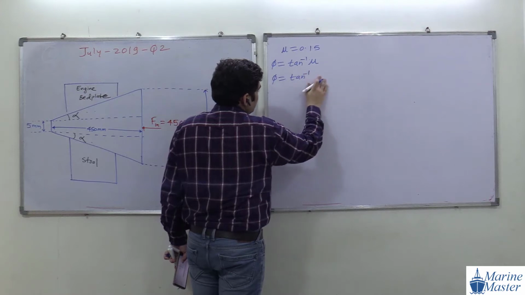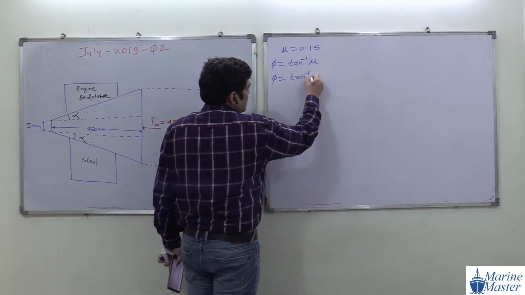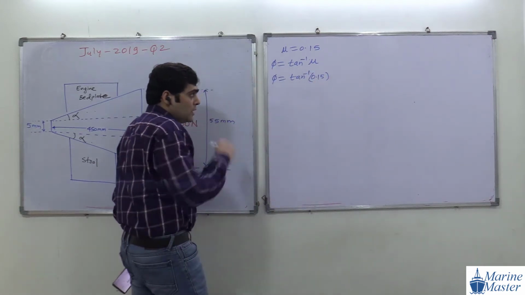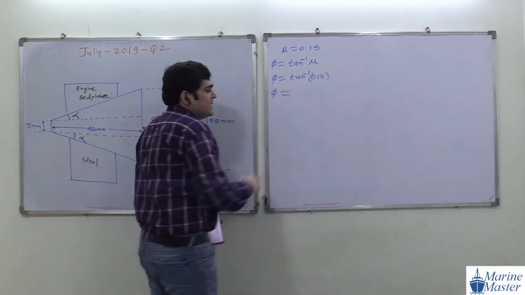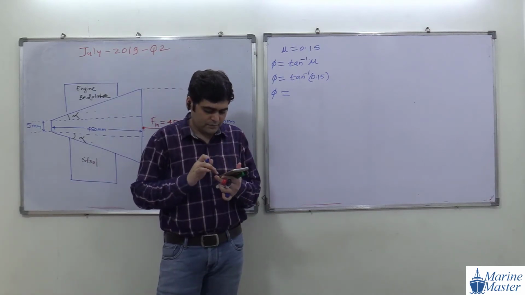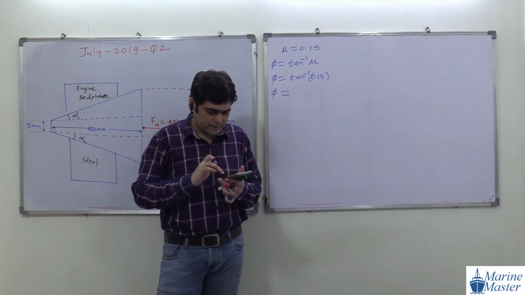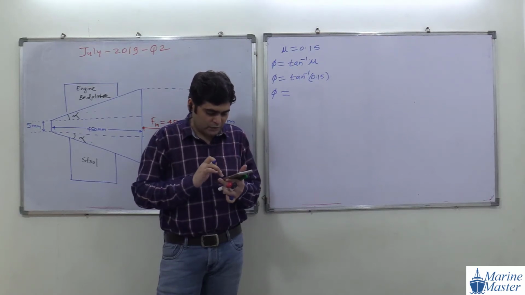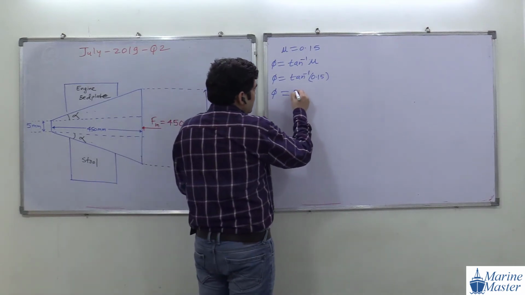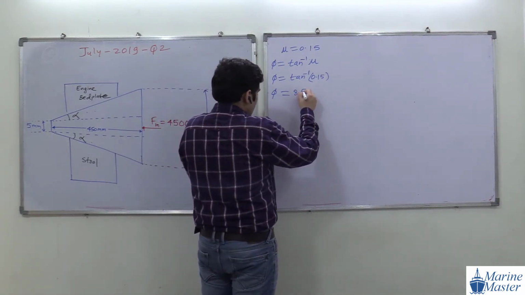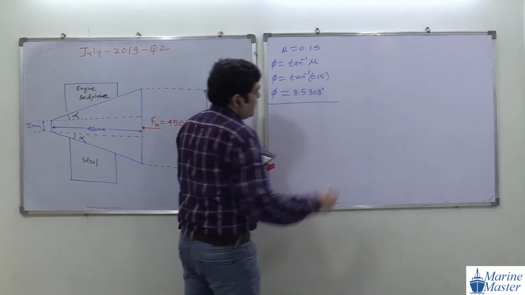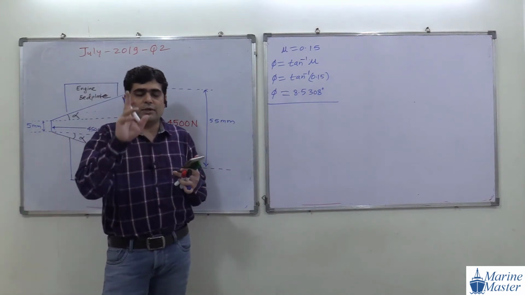Tan inverse of 0.15. See the scenario here, everyone. Please everyone do the calculation with me and tell me the value of tan inverse of 0.15. So what value of phi are we getting? 8.5308 degrees. So we got the value of phi.